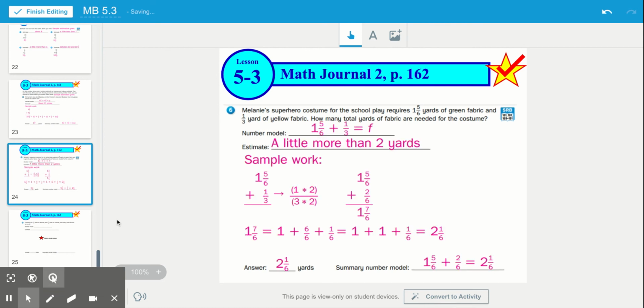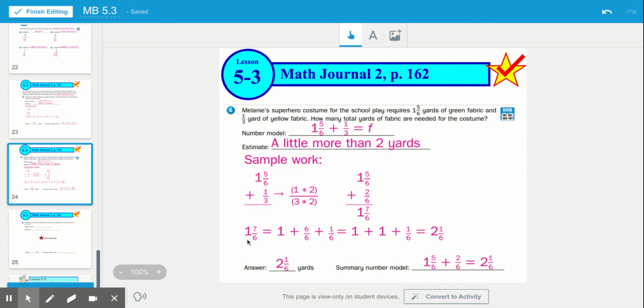Number 6. The number model is 1 5/6 plus 1/3 equals F for fabric. You can use any other variable letter you would like to use. Our estimate was a little more than 2. You can see our work here was 1 5/6 plus 1/3. Take a look, we only changed 1/3 because the 3 can turn into a 6. That's our common denominator. And so we took the numerator and the denominator times 6. We got the new problem of 1 5/6 plus 2/6. You can see that right here. And we got 1 7/6.